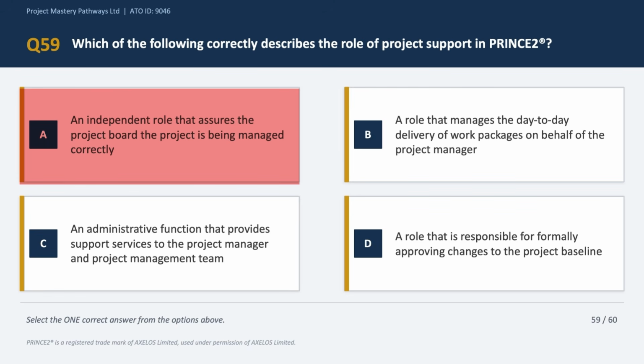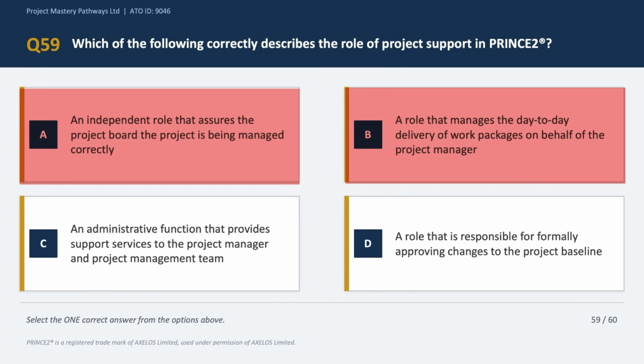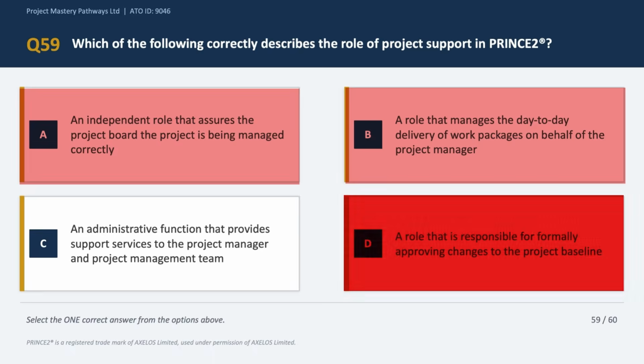Option B says a role that manages day-to-day delivery of work packages. Now that describes the team manager. Okay. Project support does not manage delivery. Okay, so we can eliminate option B straight away. Option D says a role responsible for approving changes for the project baseline. Now, approval of changes belongs to the project board or whoever is delegated that authority within the change management approach. Now, project support does not approve changes really. Okay, so option D is incorrect.